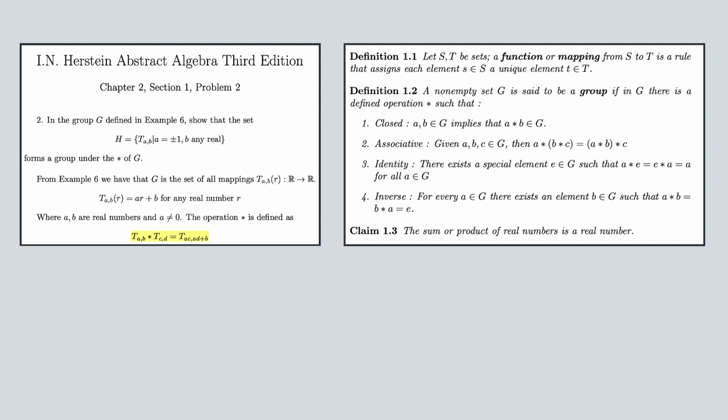Now let's look at our operation star. So G has an operation assigned to it from the example. And the operation is just what it indicates there. T sub A comma B star T sub C comma D equals T sub AC comma AD plus B. This makes sense. Remember, an element of G is expressed as T with two subscripts. So when I say it makes sense, it means it makes sense to express an operation star between these two elements, T sub A comma B and T sub C comma D.